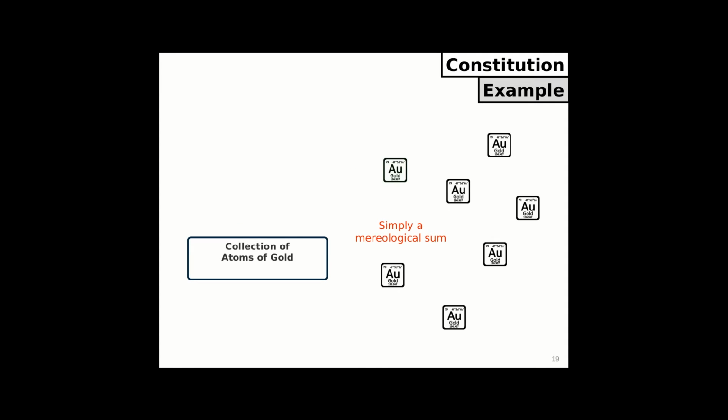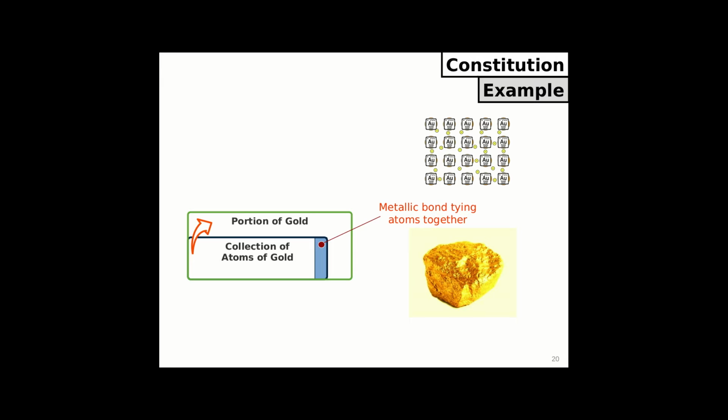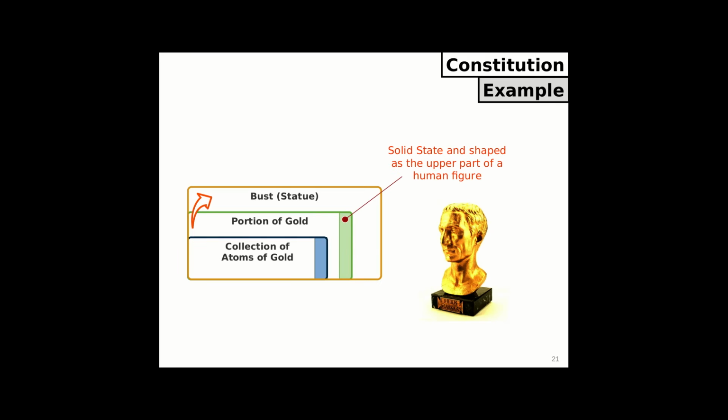As an example, we can take a collection of atoms of gold. That's just a mere logical sum of these atoms that could be spread all across the universe. However, if we establish a metallic bond tying these atoms together, we will now have a portion of gold constituted of this collection of atoms. And this portion of gold would have a color, a malleability, and other properties that are different from those of the simple collection of atoms. Now, if we take this portion of gold in solid state and shape it as the upper part of a human figure, we would have a bust, a kind of statue, that is constituted of this portion of gold.